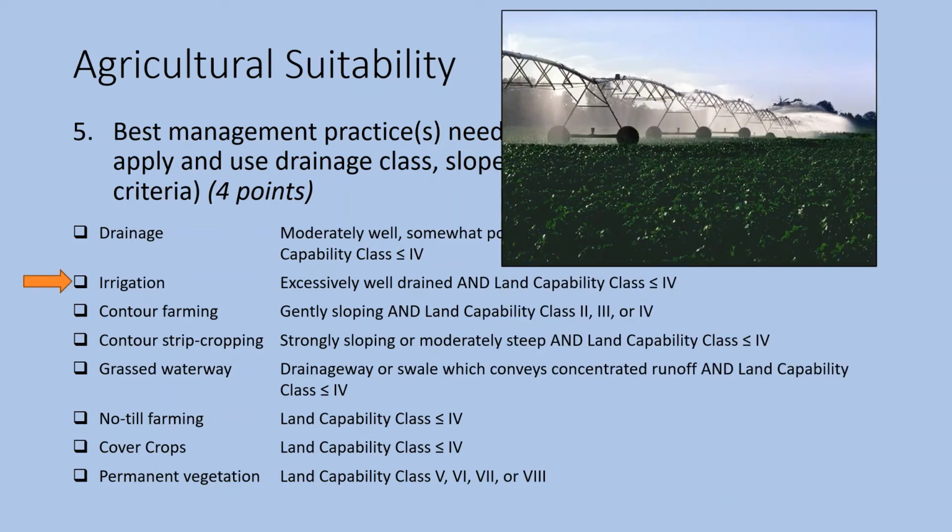Irrigation is used on sites that could be subject to drought, and with basic irrigation, we're adding more water to make sure that the crop has enough moisture. So we'll use this practice on sites that are excessively well drained and have a land capability class of less than or equal to 4.